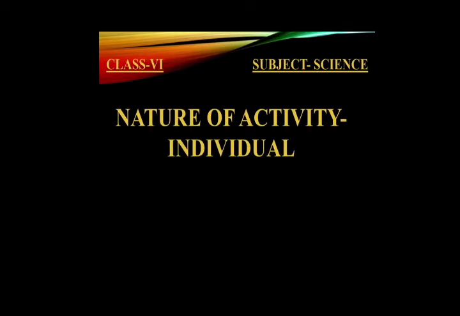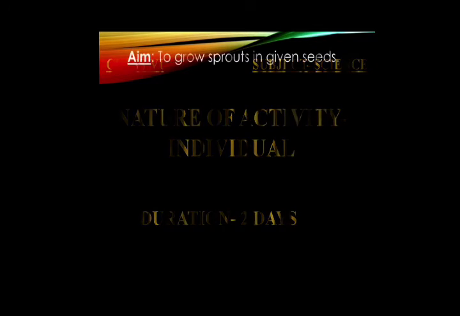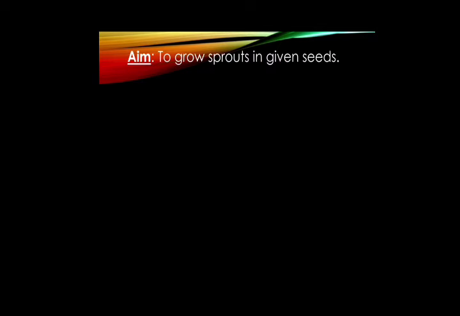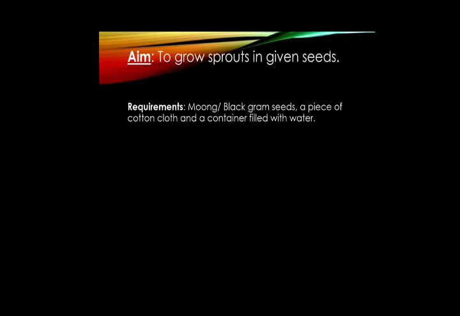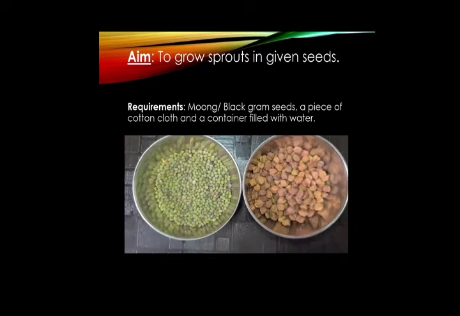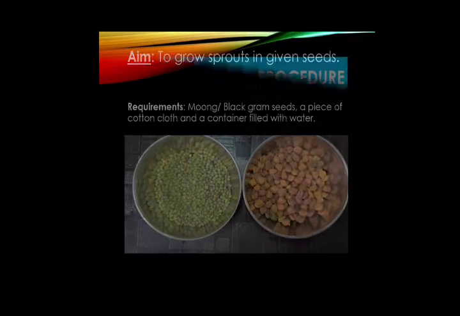Okay students, the nature of this activity is individual. You can do it from home, and the time duration is 2 days. We are doing this activity to grow sprouted seeds. What are the requirements? Moong and black gram seeds, a piece of cotton cloth and a container filled with water. These are the requirements for this particular activity.